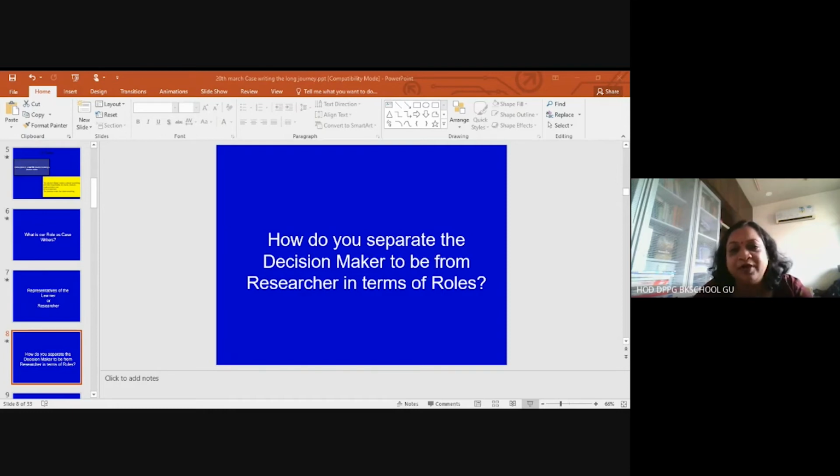So first of all, I should take the permissions from the authority, saying that yes, I'm so and so, I'm teaching so and so subject, I'm in this institute, and as a part of my academic activities I want to develop the course and develop the case. And for that purpose, I want to collect information or data from your company. Kindly suggest the people whom I should meet for this.